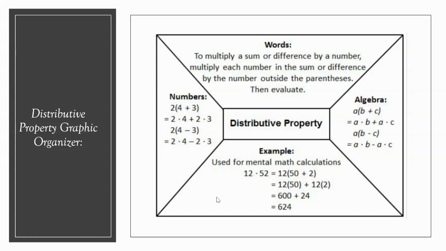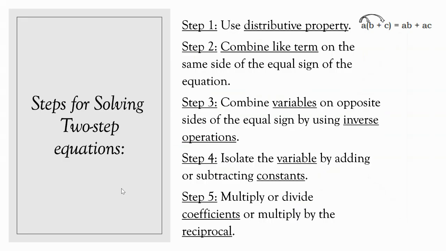And finally, they gave us just straight multiplication. We have 12 times 52. They wanted them to do it using mental math. So we got 12 times 50 plus 12 times 2, which will give you the same answer. It's just multiplying straight across. Please make sure that you add this graphic organizer in your notes, guys. Remember, we have notebook checks on Friday.